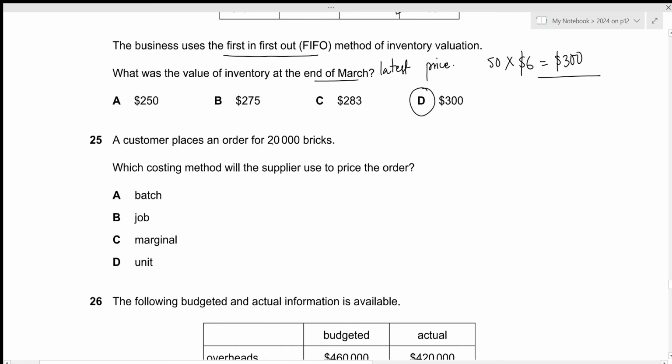A customer places an order for 20,000 bricks. Which costing method will the supplier use to price the order? And remember, bricks is something that will be same for every product. There will be no modification for a new brick. So we can produce it in batch. So the costing method that we are looking for is batch costing, which is given by option A.